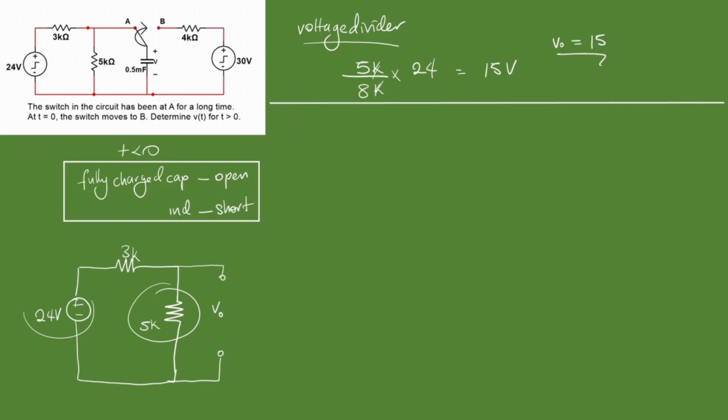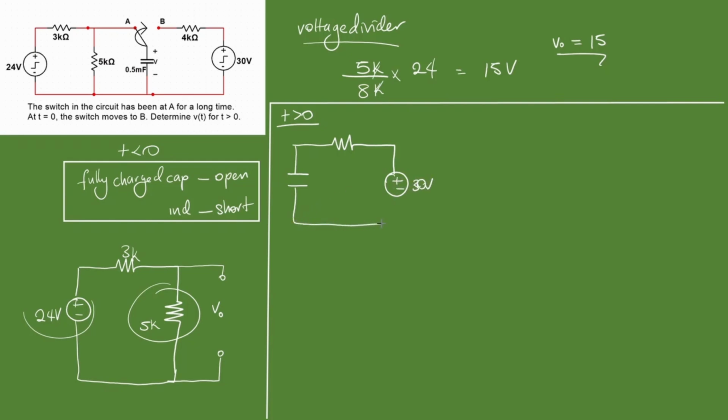Let me draw an extra line to be safe. Alright, so for t greater than 0, we have our capacitor, 4 kilo ohms, and then our 30 volts. Now we're working with the 30 volt source, plus minus 30 volts, and the capacitor is 0.5 millifarads, and 4k ohm. All right, the first thing I like to do is to find the Thevenin resistance, R Thevenin. This is going to help us find the time constant.